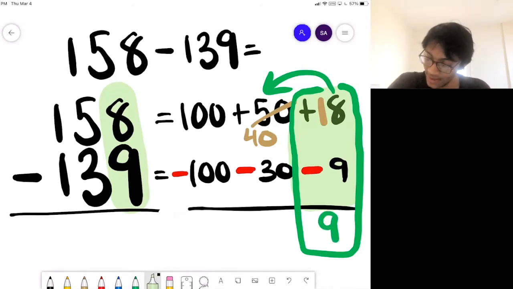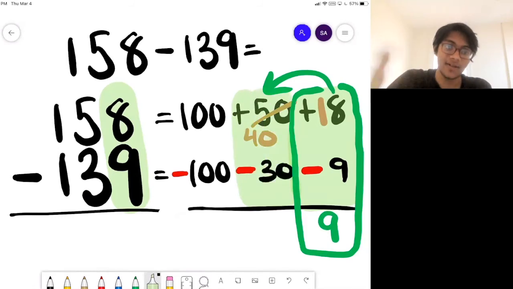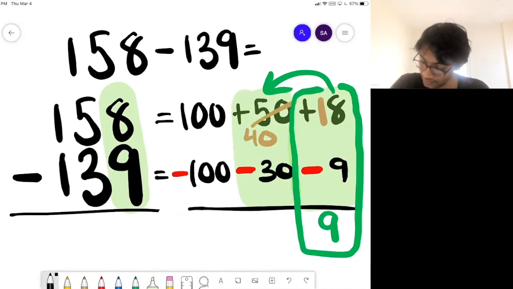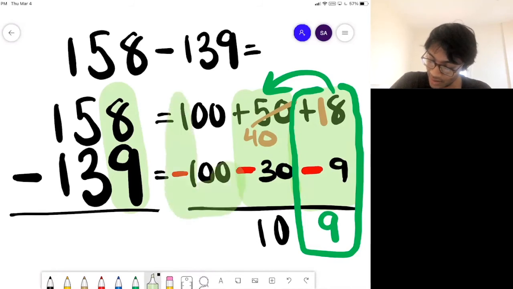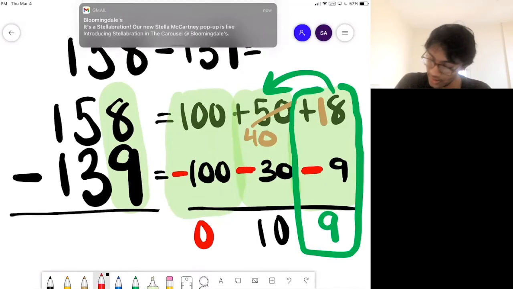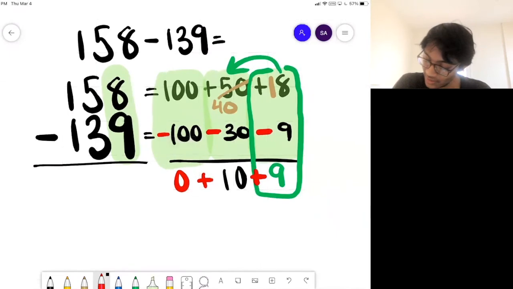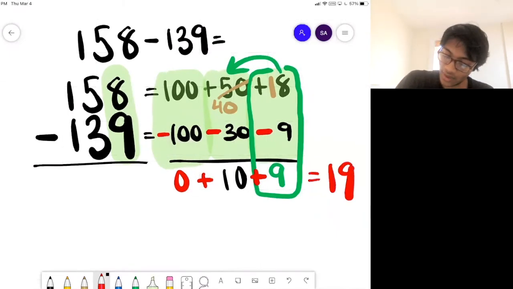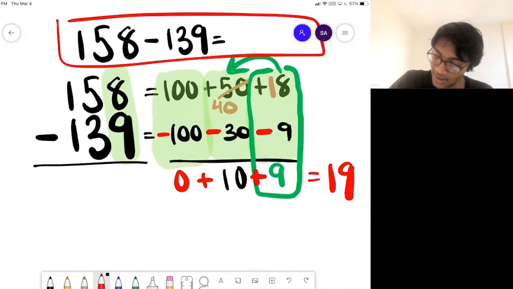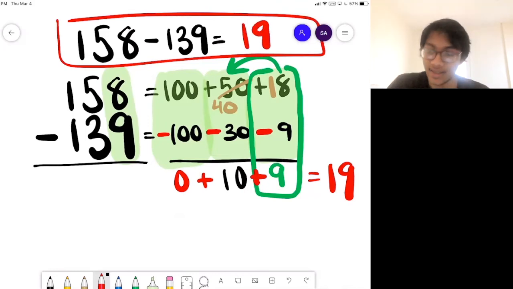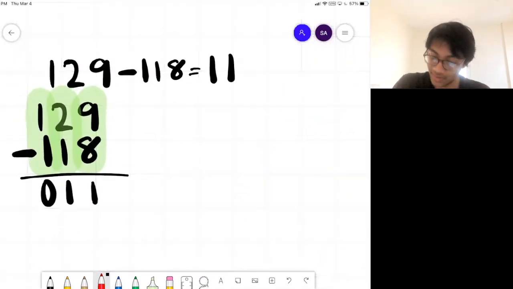Next row, I have 40 minus 30. Well, thank God, 40 minus 30, that's just gonna be 10. And my last column, I have 100 minus 100, that's just 0. So 0 plus 10 plus 9 is gonna give me my final answer of 19. So 158 minus 139 is just 19. Wow.